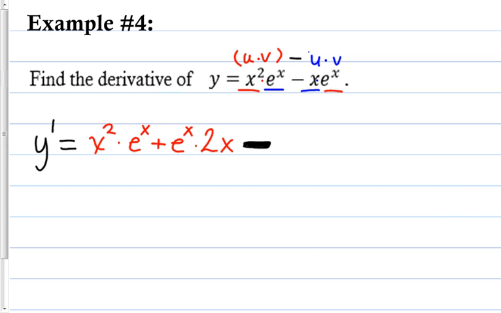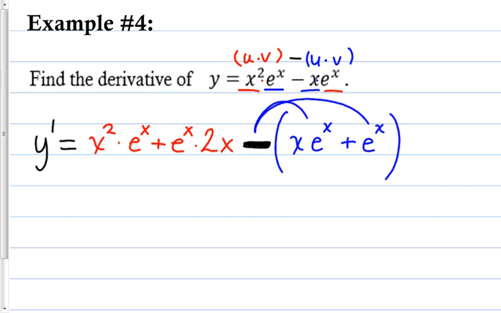And now I'm going to do this part. All right, so u, that's x. Let me put parentheses just to be safe. Times v prime, it's just e to the x, because the derivative of e to the x is e to the x, right? Plus v, which is e to the x, times u prime, which is just x. The derivative of x is 1, so I don't have to write that. Okay, now I'm going to be a good little girl, and I'm going to distribute this negative. I could have probably done that with the u times v, but I decided not to.